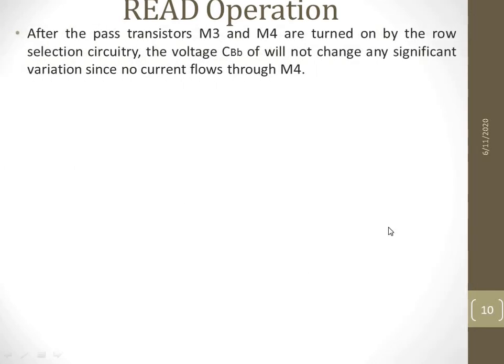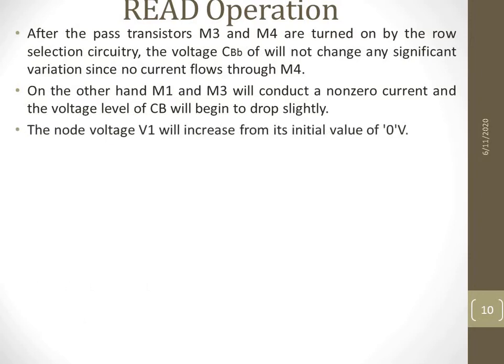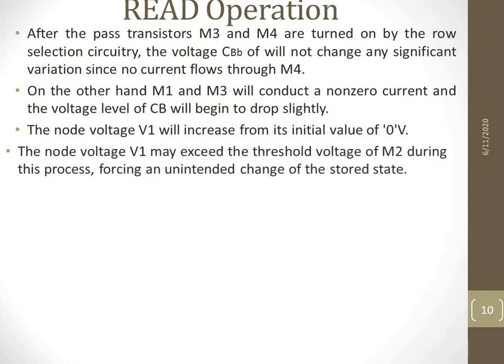After the pass transistors M3 and M4 are turned on by the row selection circuitry, the voltage CB of that particular transistor will not change significantly, because no current flows through M4. On the other hand, M1 and M3 will conduct a non-zero current, and the voltage level of CB will begin to drop slightly. The node voltage V1 will increase from its initial value of 0.